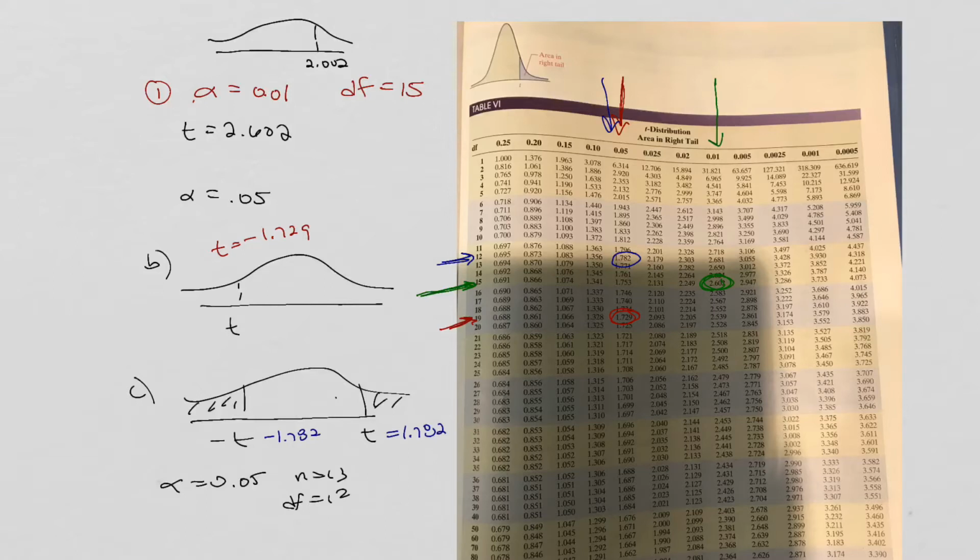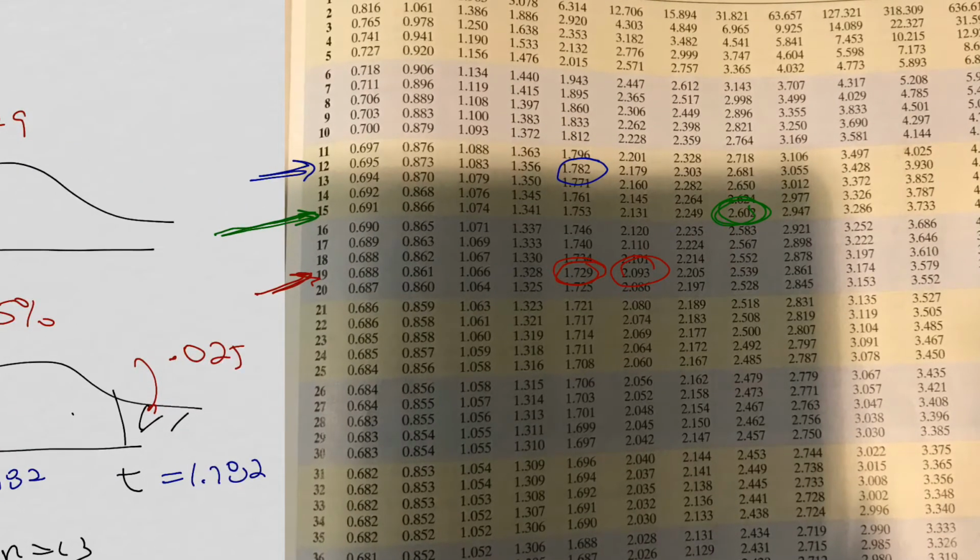Let's see. Oh, no, wait a minute. I messed up on that one, right? Because I forgot, let me undo that. I forgot this was a two-tailed test, right? So since it's a two-tailed test, when I add this part together and that part together, I want that to be 5%, which means this is 2.5% and this is 2.5%. So what I'm looking up here is actually this column 0.025 right here, right?